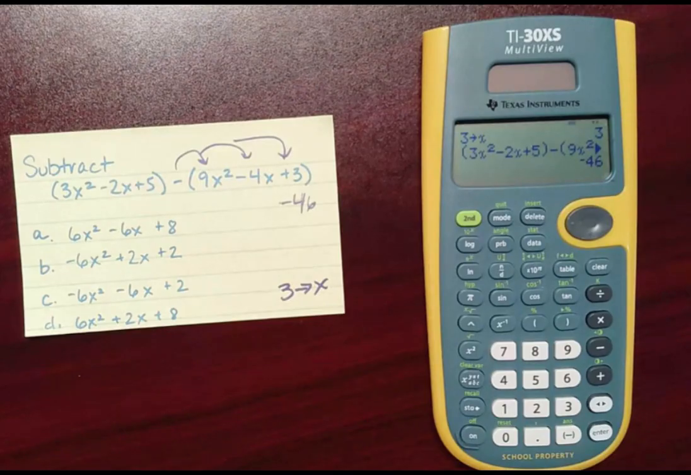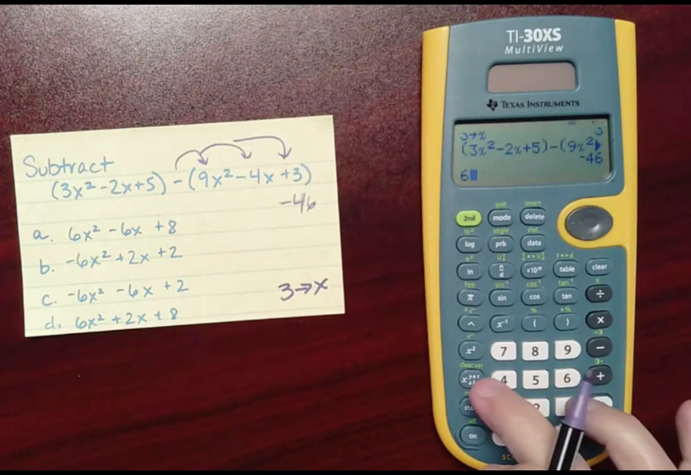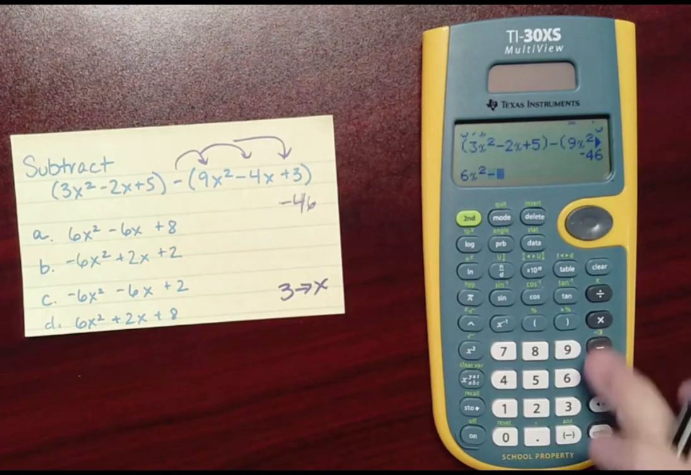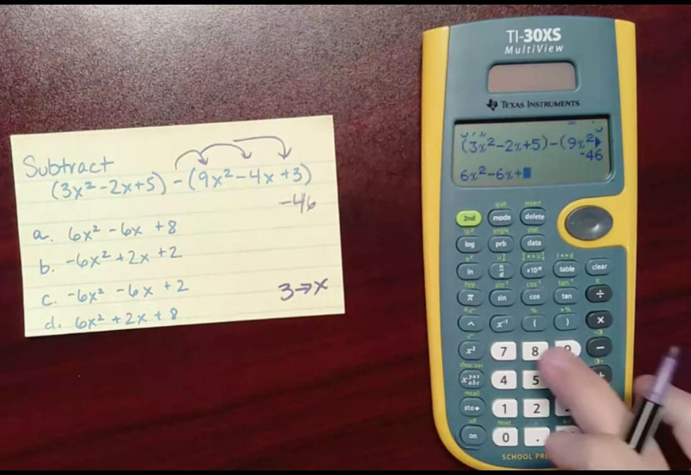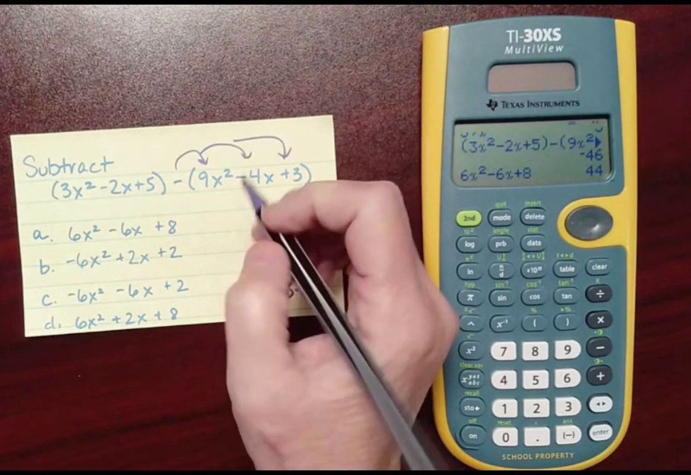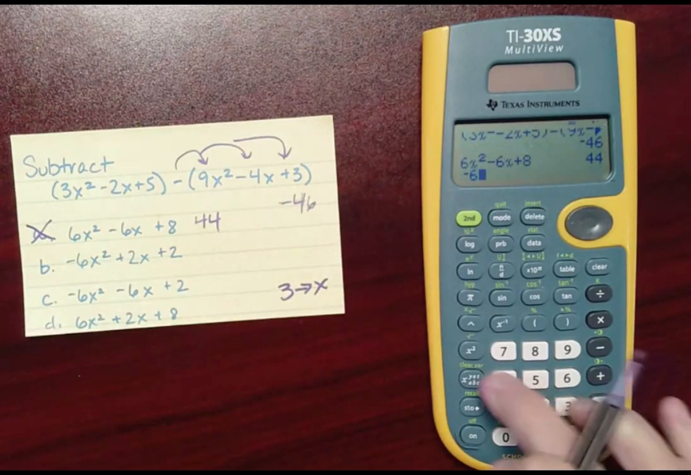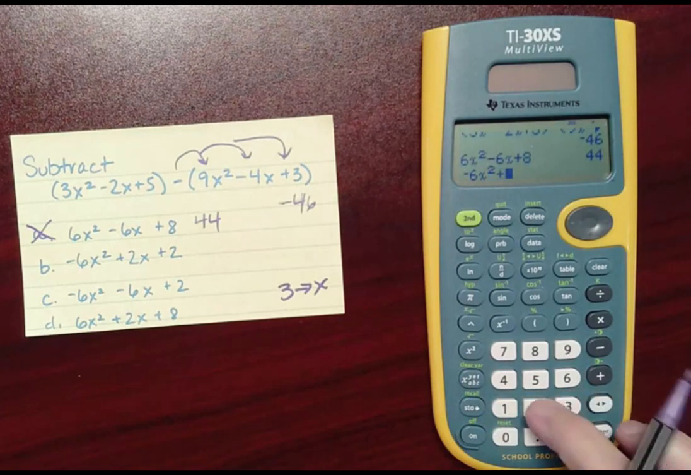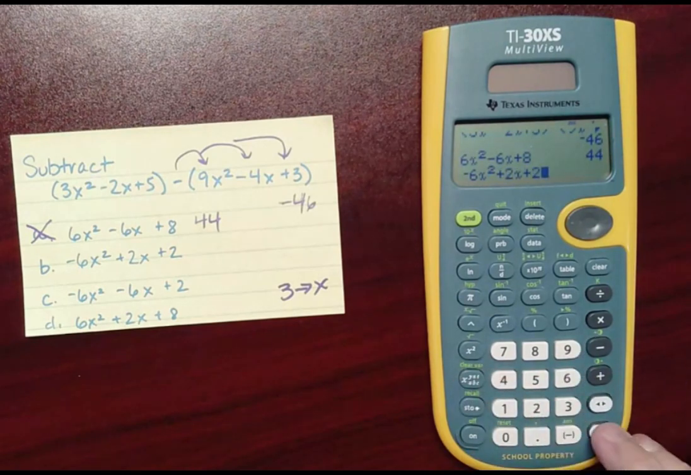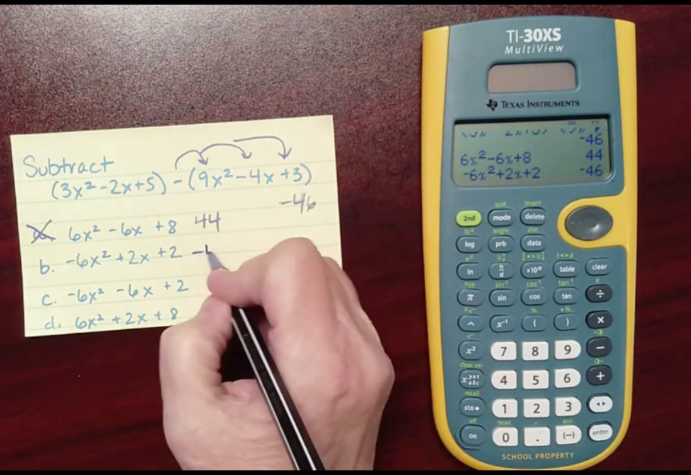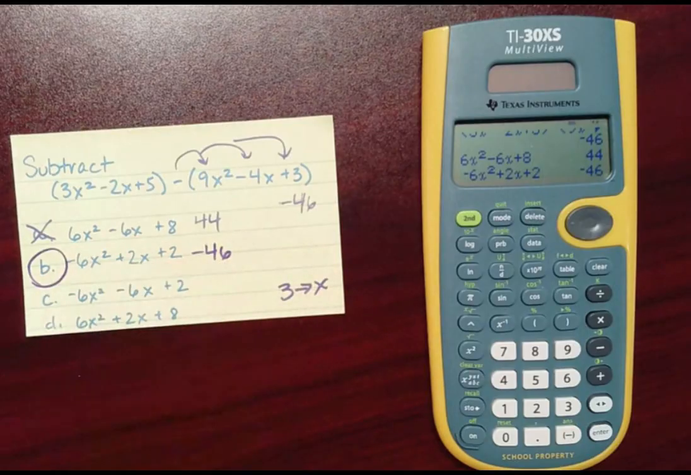So we'll start with answer choice A, 6x squared minus 6x plus 8. 44. No, I need -46. A's not right. B, -6x squared plus 2x plus 2. -46. There it is. Don't have to go any further. So it doesn't take long, and it's worth it if it guarantees that you got the correct answer.